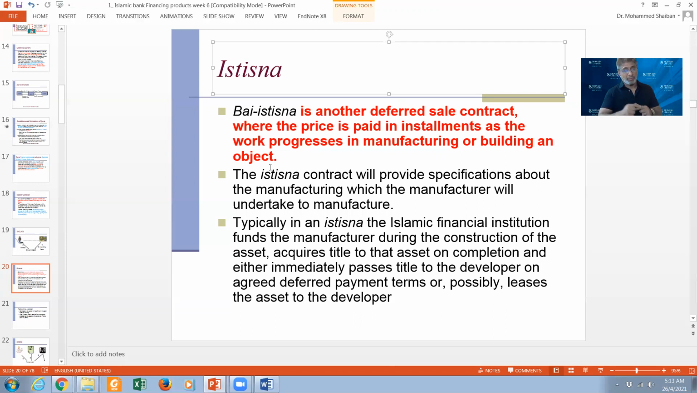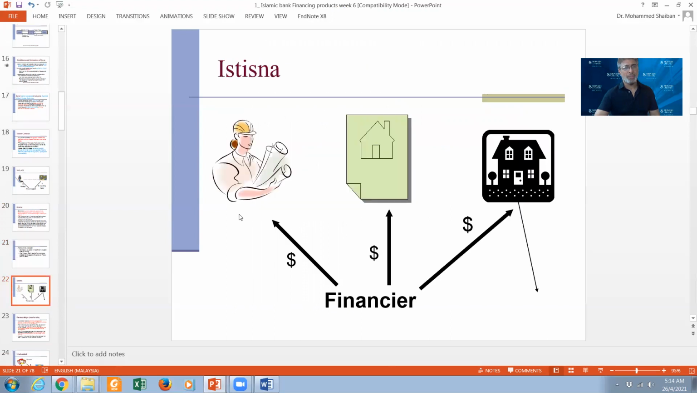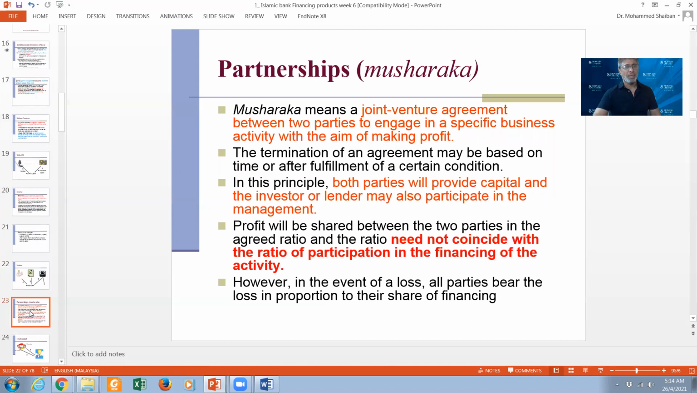So it's two contracts. The first contract, they will give to the contractor, and then the contractor will finish the asset and deliver it to the bank. The bank will deliver it to the customer. So you have a contractor who will take 2 years, maybe 4 installments for 2 years, every 6 months. After 2 years, the bank receives from the contractor and delivers the asset to the borrower, as you can see here, for the next 20 years. And this is how it works. So the financier will give the money for all these needs until the asset is ready, and then they will submit it to you.